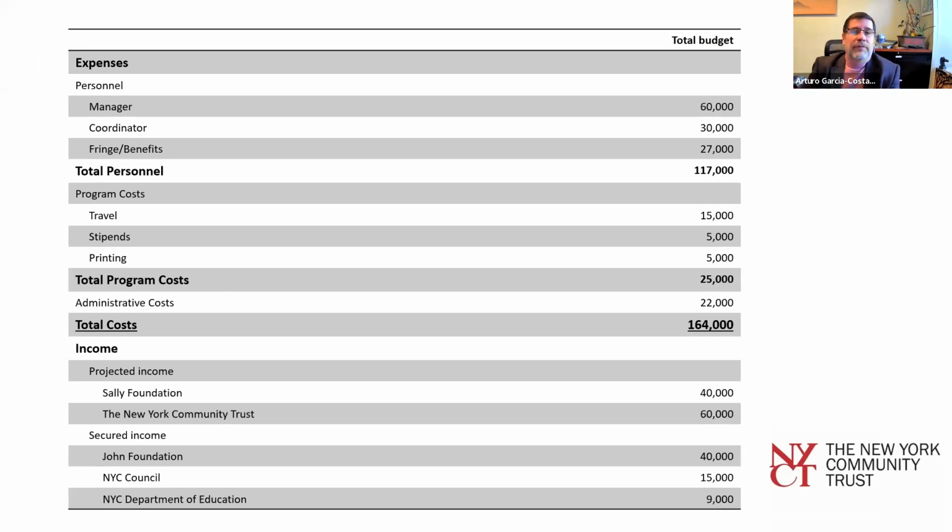So here's an example of a budget. This is a pretty basic one. You look at the personnel lines. It's really, really important to subtotal things, because it's one of the pet peeves of most program officers when things are not subtotaled. And then you can see those examples of program costs, but that's a very, very small example, and then administrative costs, and then you see the projected likely income and secured income there.